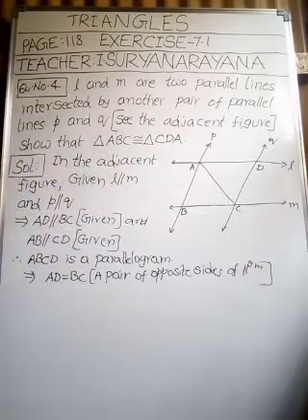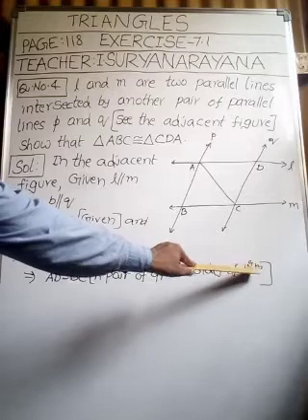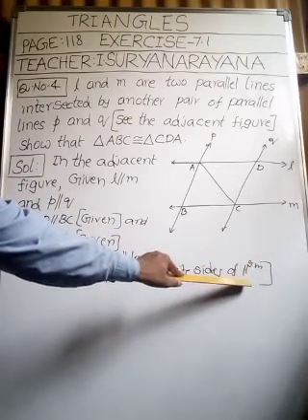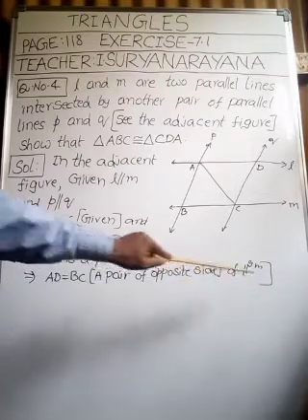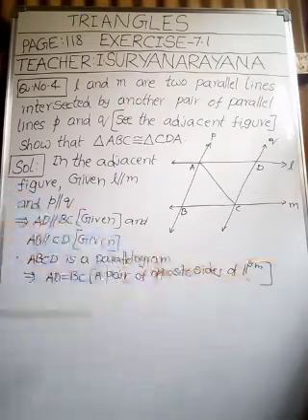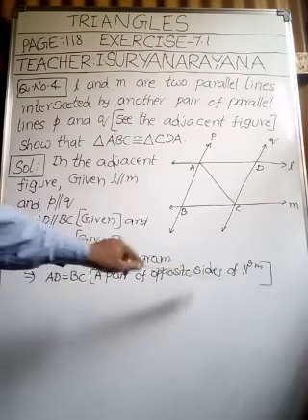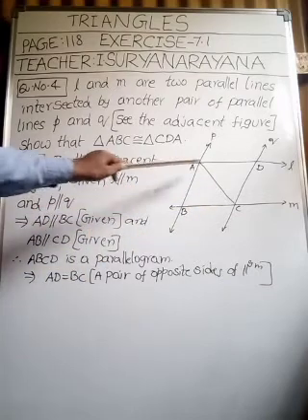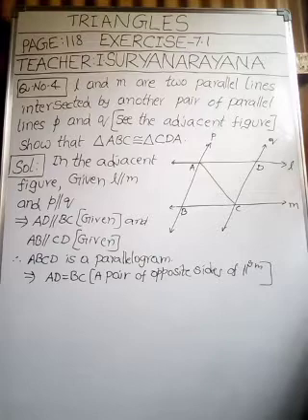The symbol with a pair of lines denotes parallelogram. Okay, my children, I did not write the complete word. So these two sides are a pair of opposite sides of the parallelogram. AD equal to BC. Similarly, AB equal to CD. Isn't it, my children?